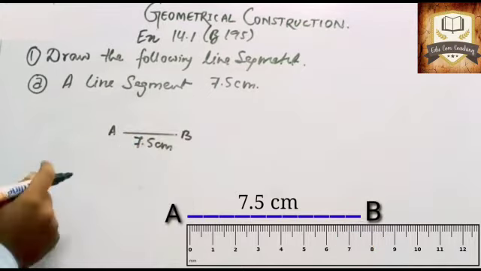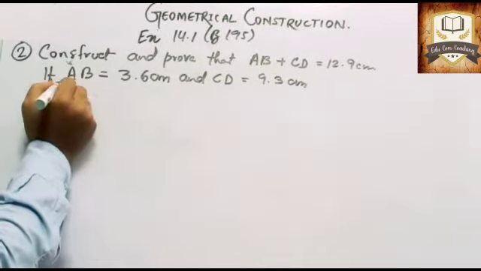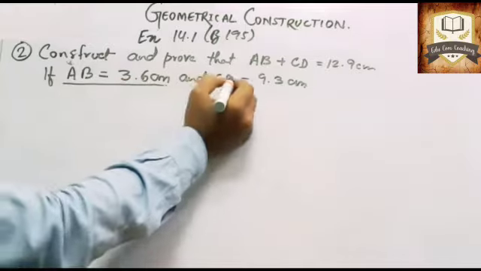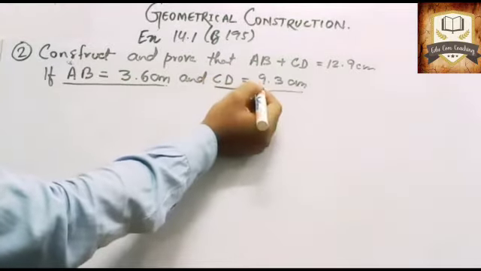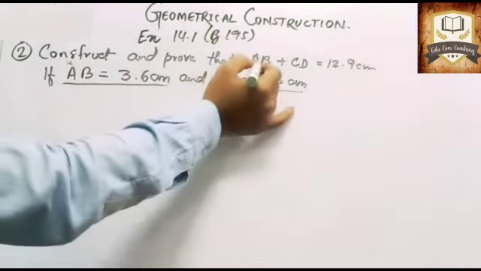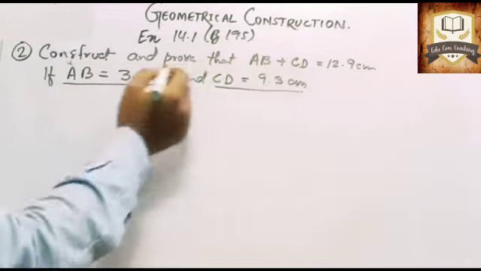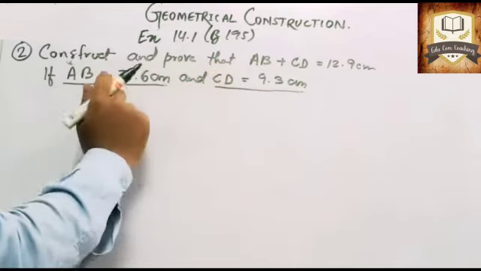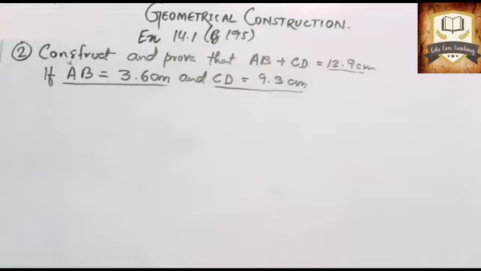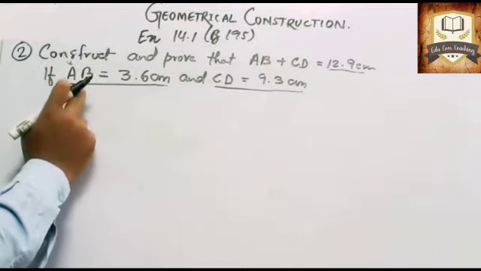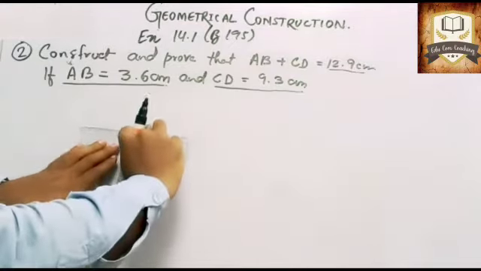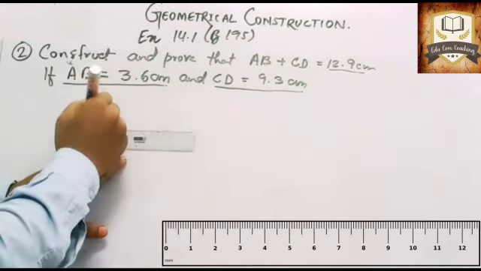Okay, two lines are given over here, that is AB with a length of 3.6 cm and CD with a length of 9.3 cm, and we have to prove that AB plus CD, meaning these two lines added, will give 12.9 or not. So first of all we have to draw the line segment of 3.6 cm. So I am going to draw this.